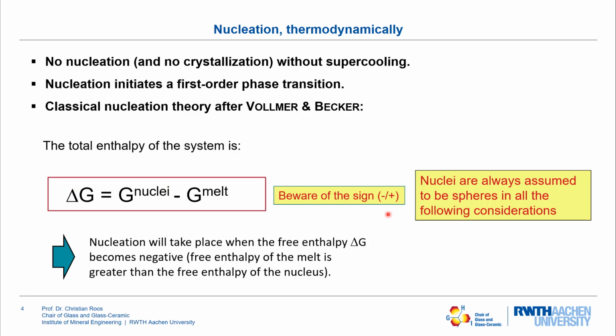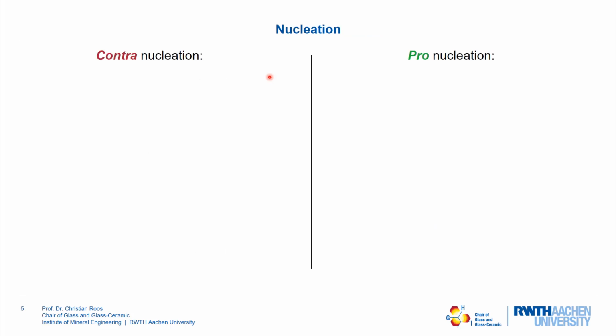And also another remark: in the following slides, we always assume spherical nuclei. Certainly this is also not always true, but if we do not assume spherical nuclei, it makes the whole situation much more complicated. So now let's look at the nucleation, and let's assume we have a temperature which is lower than the liquidus temperature of the system. First, let's have a look at what speaks against nucleation.